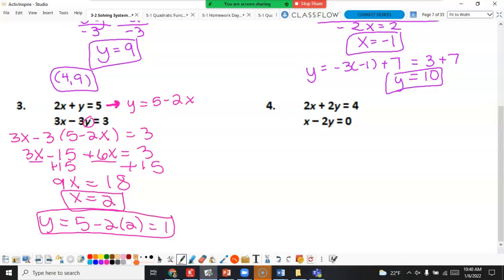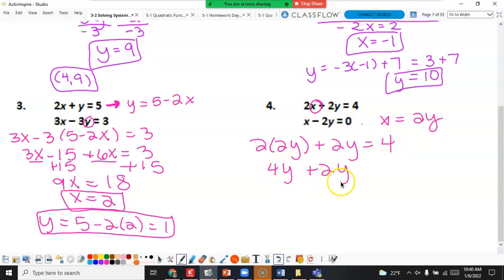In number 4, I'm going to solve for x in the bottom equation, because I can simply add 2y to the other side. Then I'm going to replace x in the top equation with 2y. So again, you're never replacing from the equation you solved from. I can't put 2y in here, because then I just get 2y minus 2y, which is 0, and that doesn't help me solve for y. So you always have to plug it into the opposite equation. So now you have 2 times 2y plus 2y equals 4, or 4y plus 2y equals 4. So 6y equals 4, or y equals 4 over 6, which is 2/3.